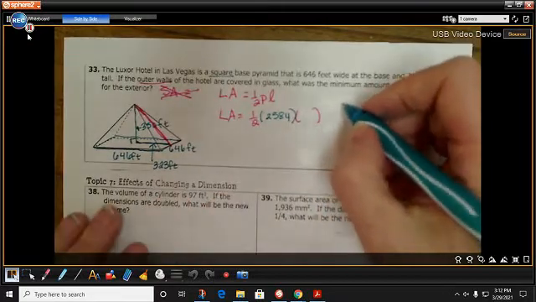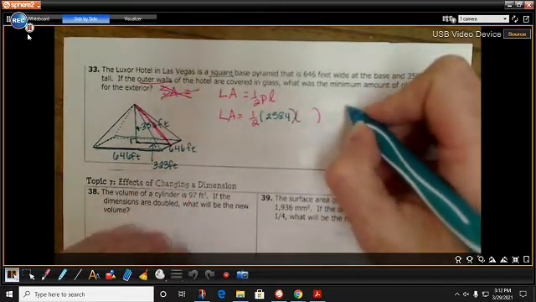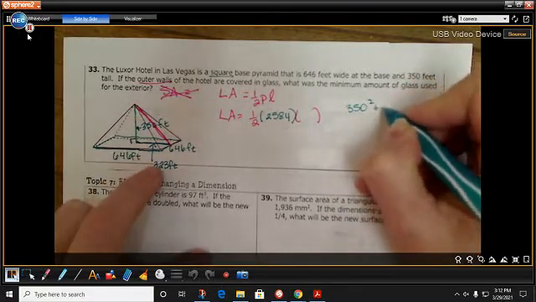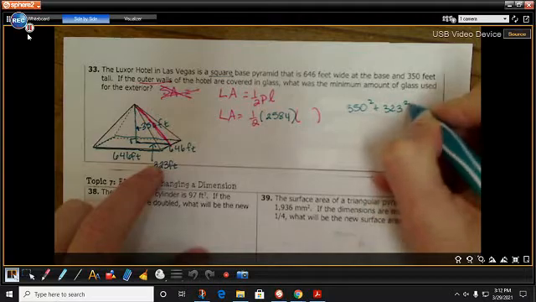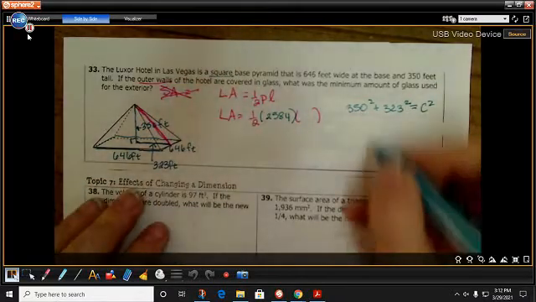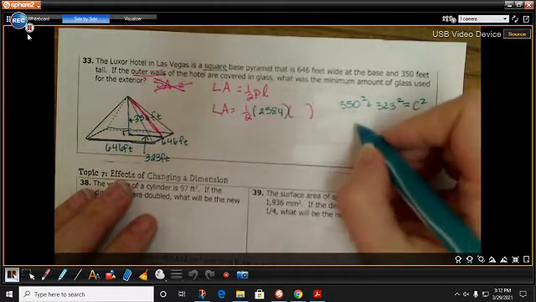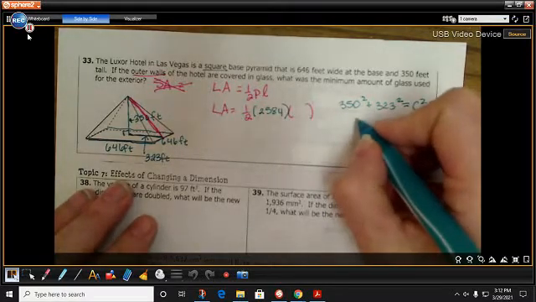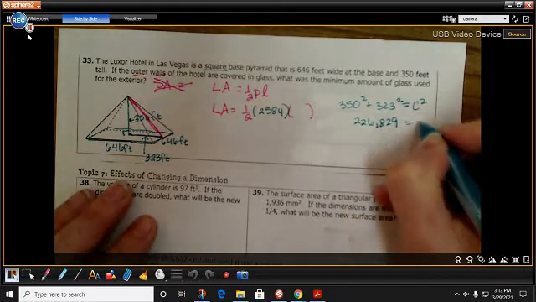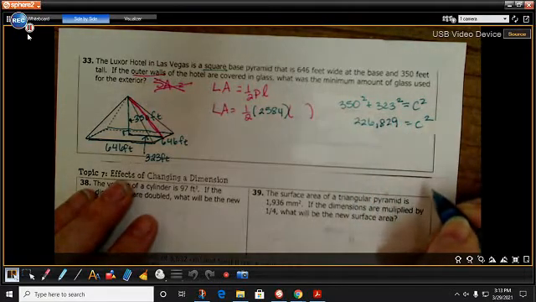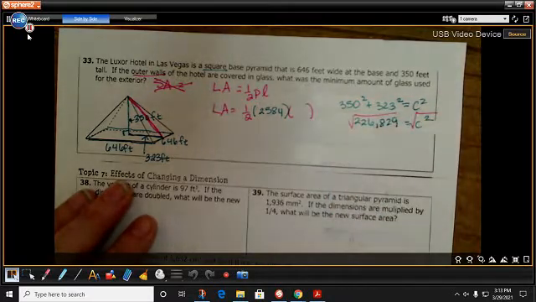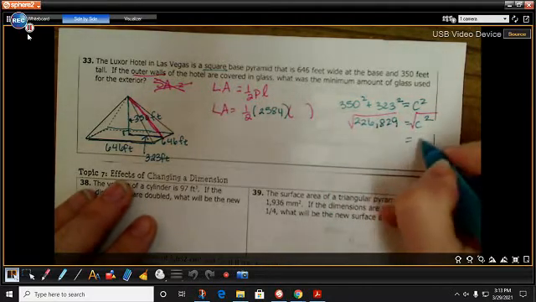So I'm going to say, okay, I'm going to have a squared, so 350 squared plus 323 squared equals c squared, whatever that is. And so that's some big old numbers. You put them in your calculator and you come out with 226,829 is my c squared. And so then to get just that slant height, I'm going to square root that.